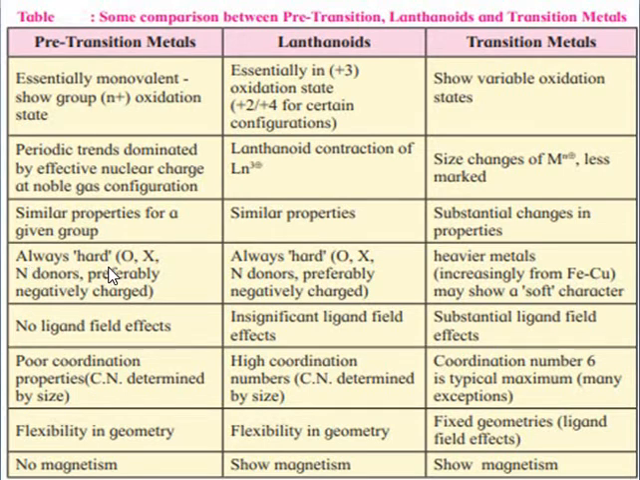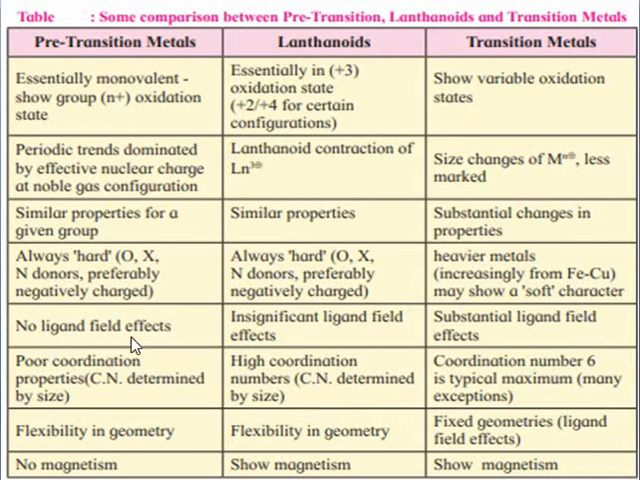Pre-transition metals are always hard. They prefer oxygen donors, preferably negatively charged. The lanthanoids are also always hard, also preferring oxygen donors, preferably negatively charged. The heavier transition metals, increasingly from Fe to Cu, may show soft character.